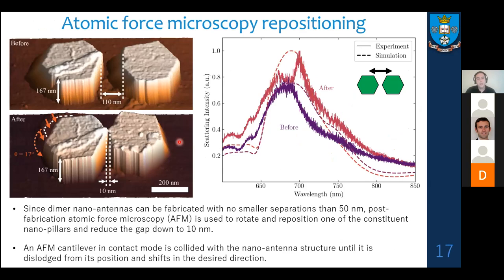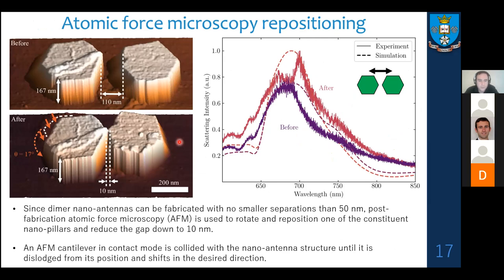Now, after having fabricated these structures and studied them and seen that they have some photonic resonances to which we can couple monolayer tungsten disulfide emission, we realized that the smallest separation we can reach with nanofabrication is 50 nanometers. So the gap size basically is 50 nanometers.